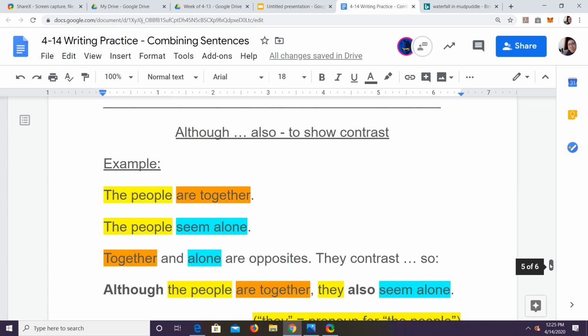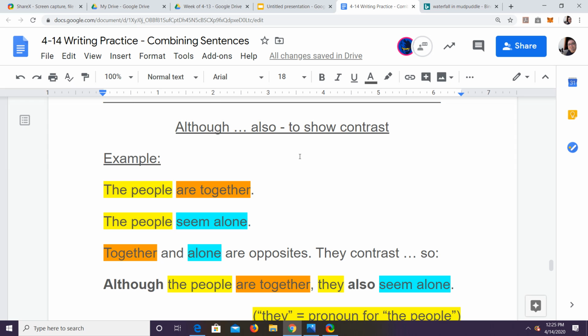One last one is although. And this is a pretty tricky one. And actually, if you're a third grader watching this, don't worry about although. That's the fourth graders. What you're going to do is show contrast with this although and also pattern. So an example: have you ever been waiting for a bus or the light rail and there was a lot of people at the station, but you didn't know any of them and you just felt alone, like maybe you weren't with anyone? So people may be standing together, but they're alone, and alone and together are opposites. So although and also will be used to contrast opposites.